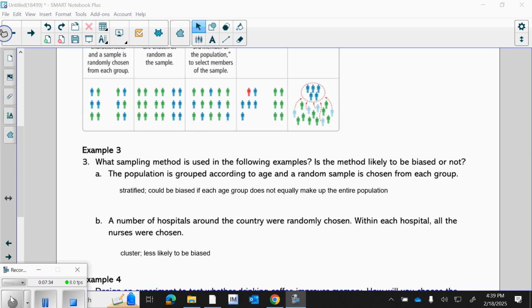All right, A was a stratified method. In this particular case, it could have bias, particularly if the age groups were not equally distributed amongst the population. Maybe there was a disproportionate amount of people in a particular age group, and then you could have bias because each age group would not be equally represented. B is a cluster, and in this particular case, it is less likely to be biased. There is a good representation of the entire population.